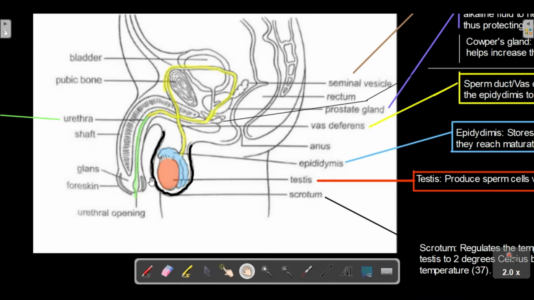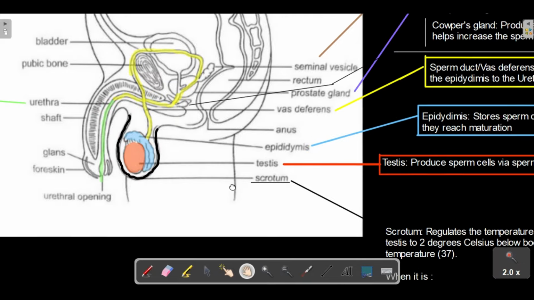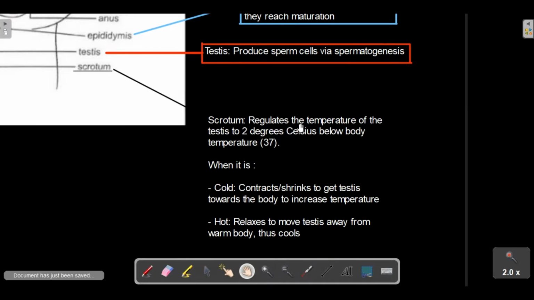So let's start off with the sac that encompasses the testes. So males have a sac, a bag-like structure, which is called a scrotum. So this structure holds the testes. Remember, the testes is where the production of sperm cells occur. And so you have this sac that holds these testes. So what is the function of the scrotum?